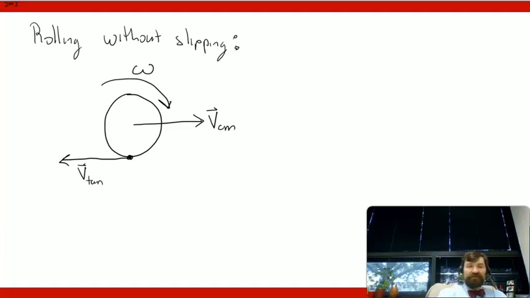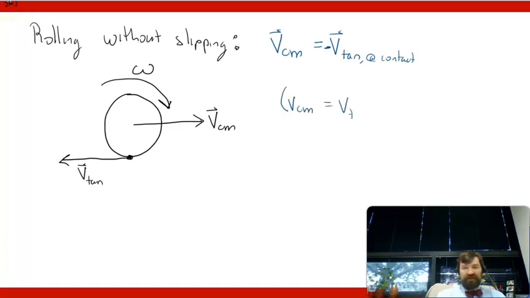Now the rolling without slipping condition is that the center of mass velocity is equal to, but opposite of, the v tangential velocity at point of contact. So we can say at contact. Put differently, that means that v center of mass and v tangent at point of contact are both omega times r, where r is again the radius of our wheel.